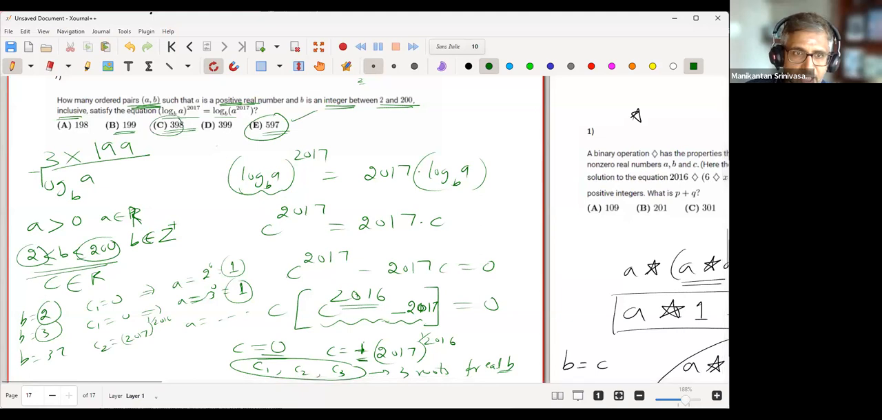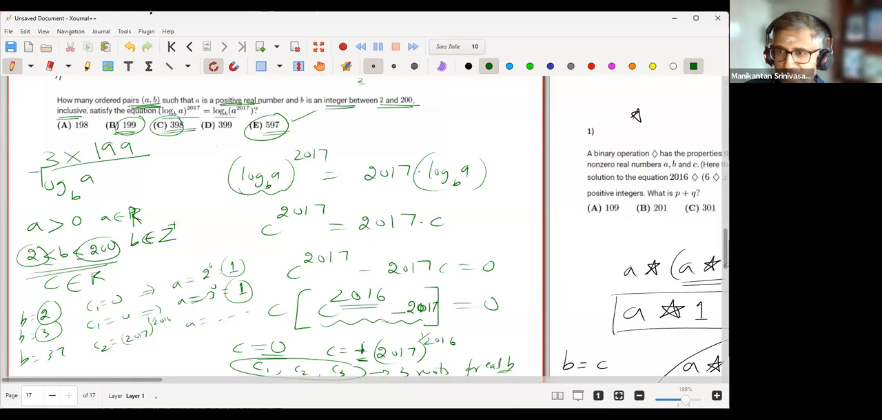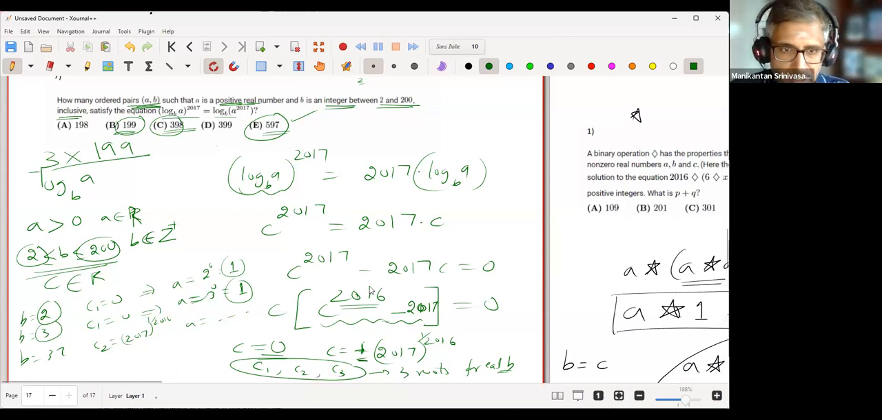So whoever got 398 probably multiplied by 2 instead of 3. Whoever got 199 multiplied by 1, right? So 3 solutions. That's the differentiator, right? C1, C2, C3.